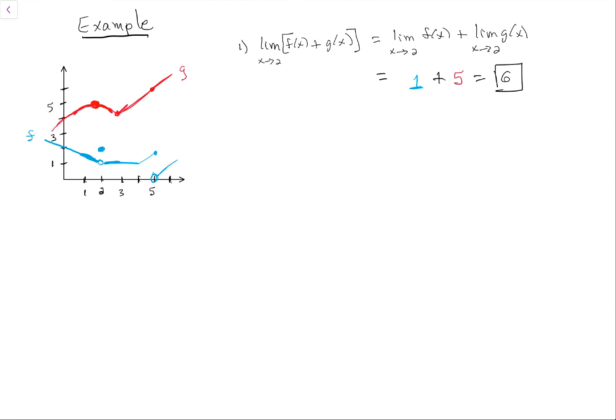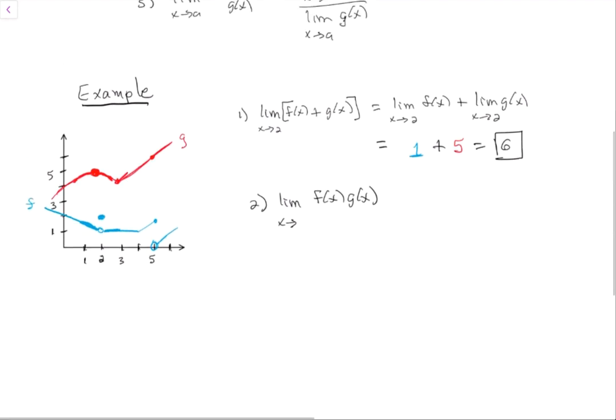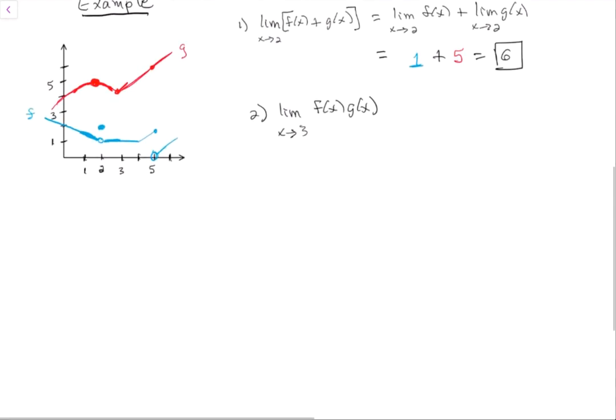Let's take a look at a second example. In this example, let's say we want to take a look at the limit of f of x times g of x, and we want to look at x approaching, let's do 3. So again, the limit of a product is the product of the individual limits.